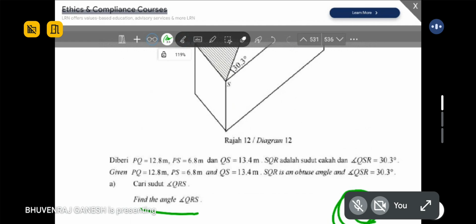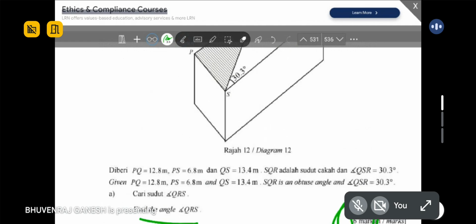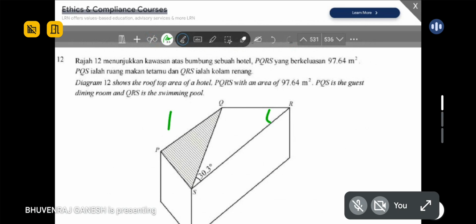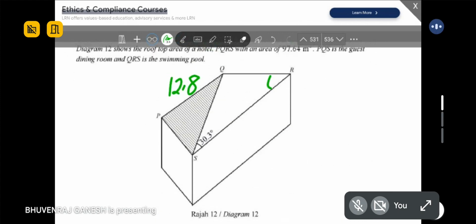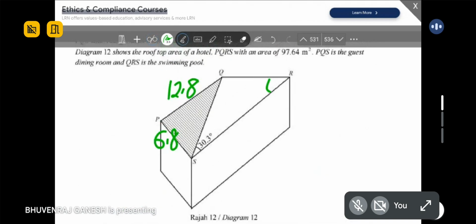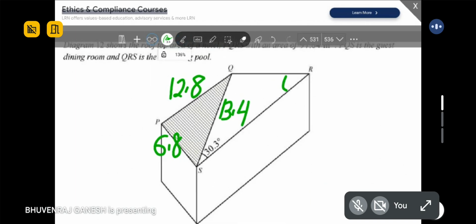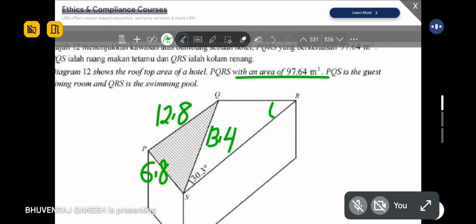So the first step is you always label the diagram. PQ is 12.8, you label. PS is 6.8, you label. QS is 13.4. Now they tell you the total area of this whole thing, 97.64 meters squared. So how are you going to get that angle?